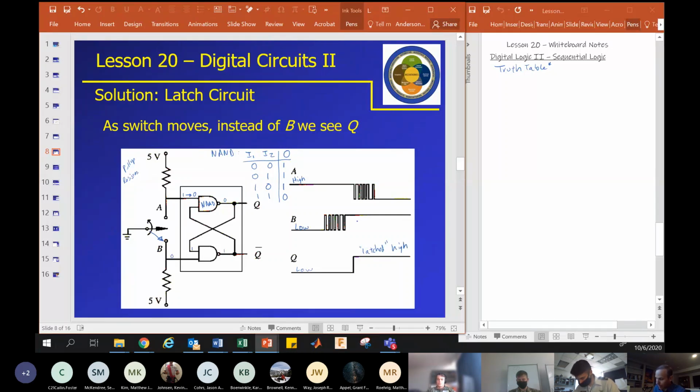And it has to stay that way until both of its inputs are high, and that could only happen if we move the switch in the other direction. So this type of circuit gets rid of this bouncing effect and gives us a clean transition from low to high. You're going to build this in the lab and experiment with it and see how it works. Okay.